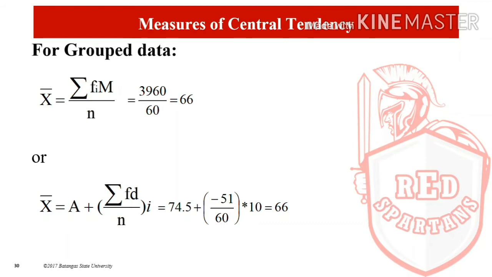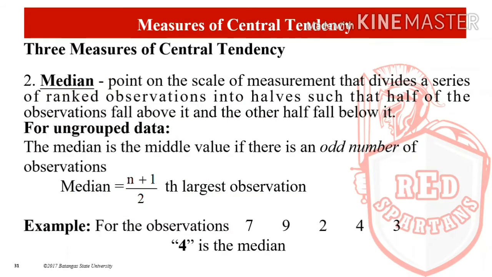So, another measure of central tendency aside from mean is the median. So, the median is the point on the scale of measurement that divides a series of ranked observations into halves such that half of the observations fall above and the other half fall below it. So, for ungrouped data, the median is the middle value if there is an odd number of observations.